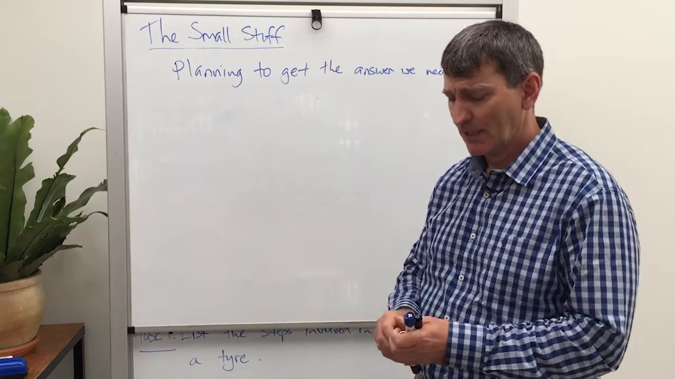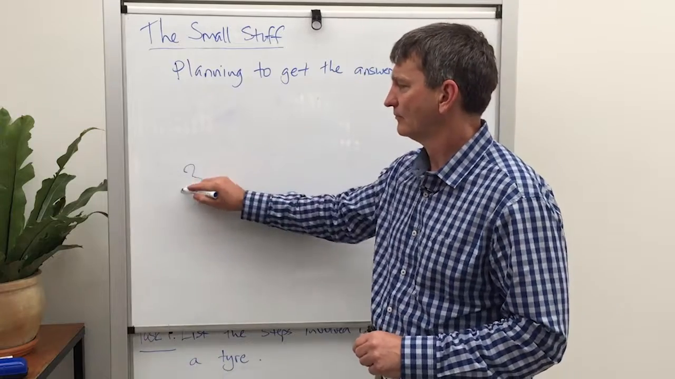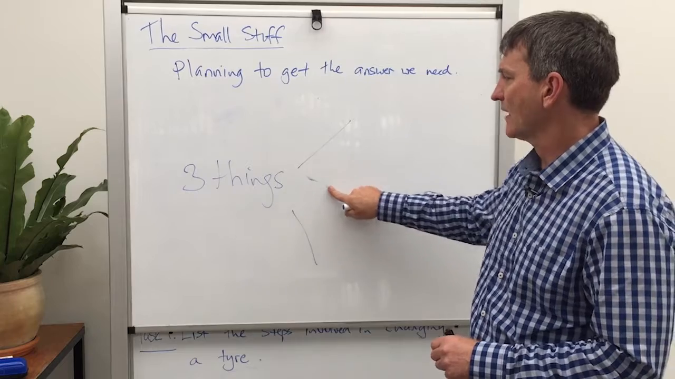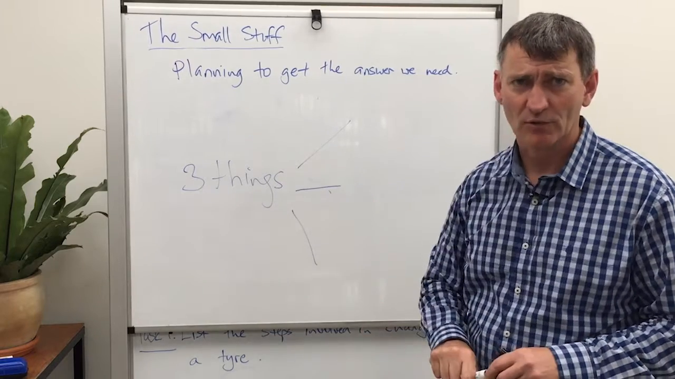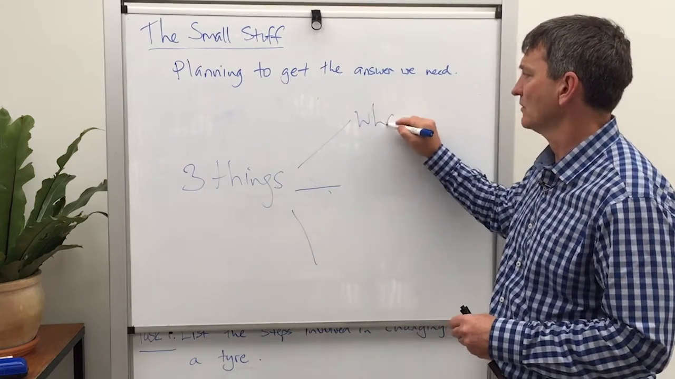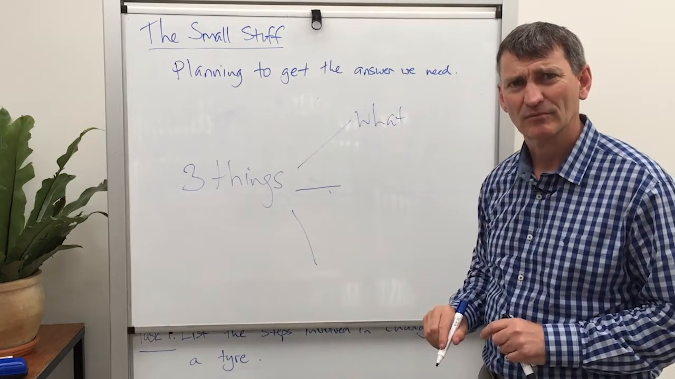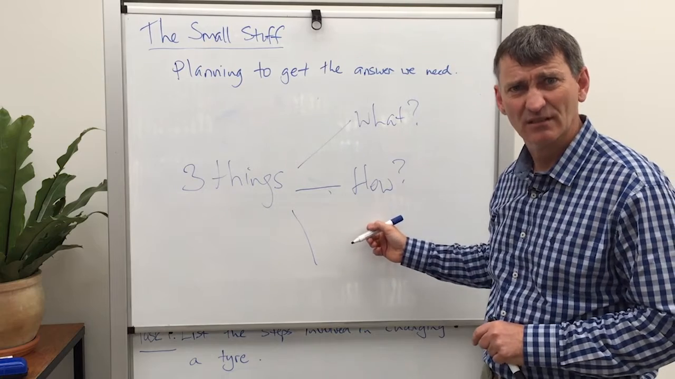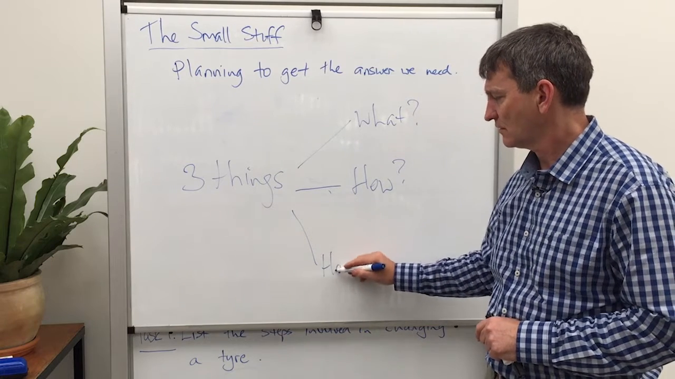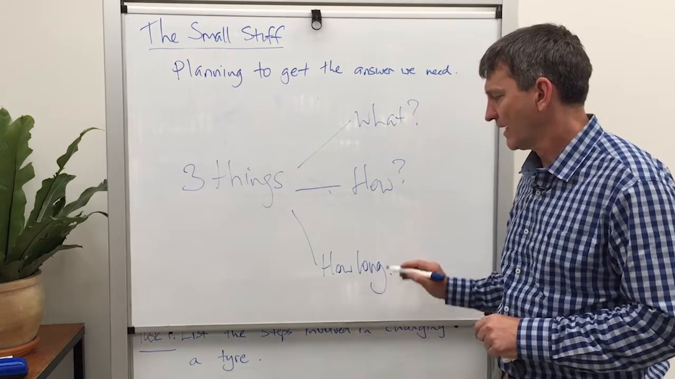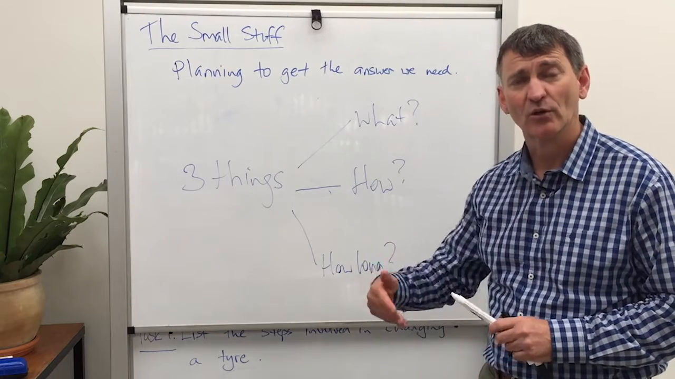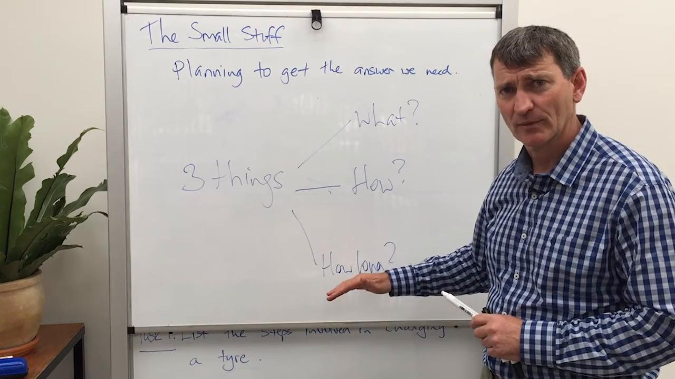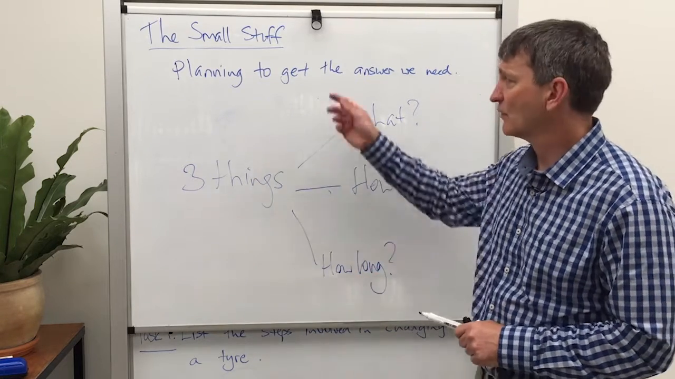Let's take a look. There are three things that our learners generally want to know. They want to know, well, what do they have to do? They want to know how do they do it? And they want to know how long they've got to do it, or how long it needs to be if it's a written task. We need to provide this information to our learners when we set the task. Let's have a look at how we can do that.